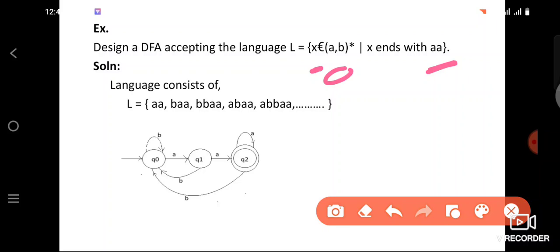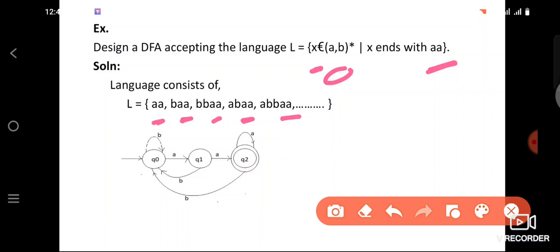Okay, first you have to write the strings. First string is AA. Then BAA, BBAA, ABAA. So these are the possible strings. All the strings must end with AA. That is the condition. Clear? Okay, first write all the possible strings in this language. Then you have to construct the DFA.